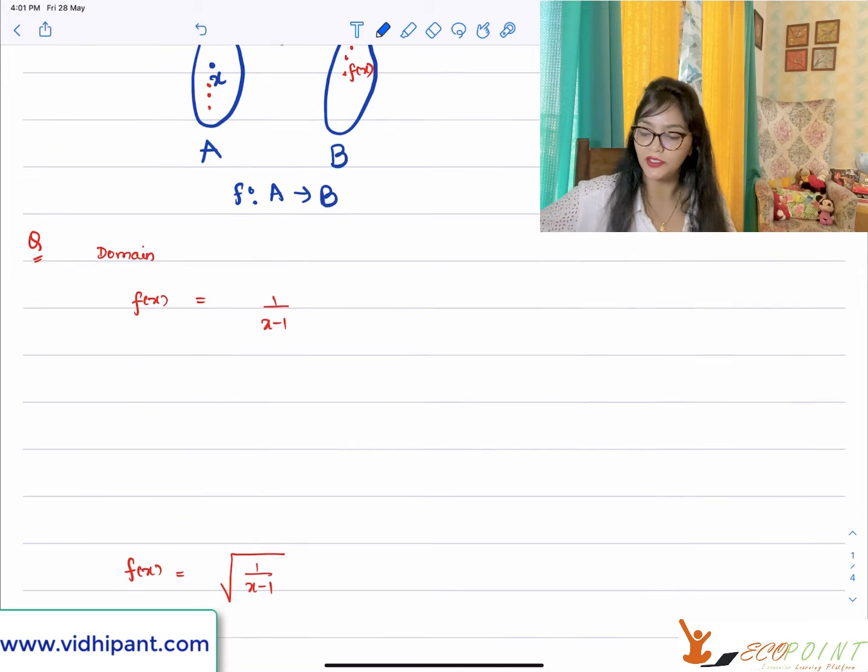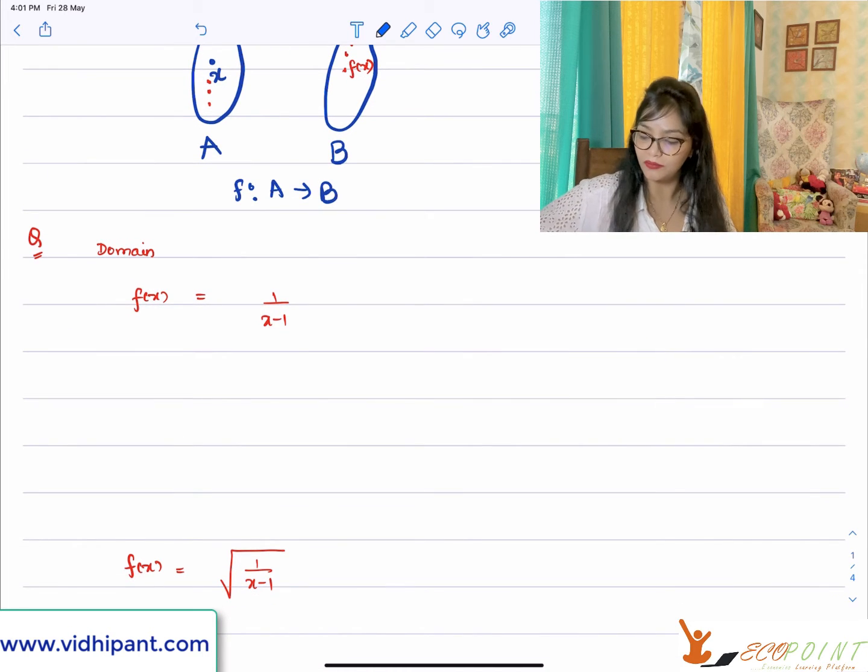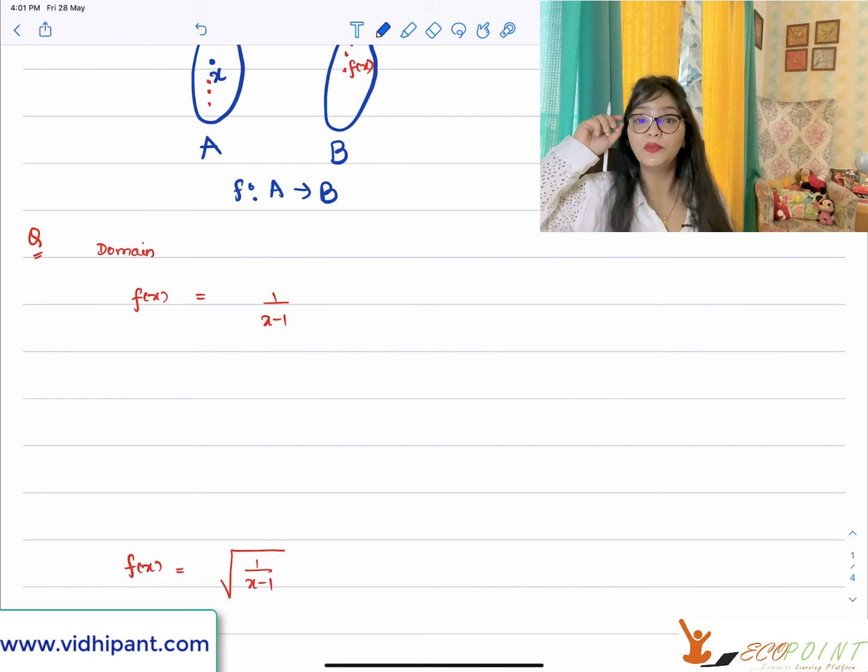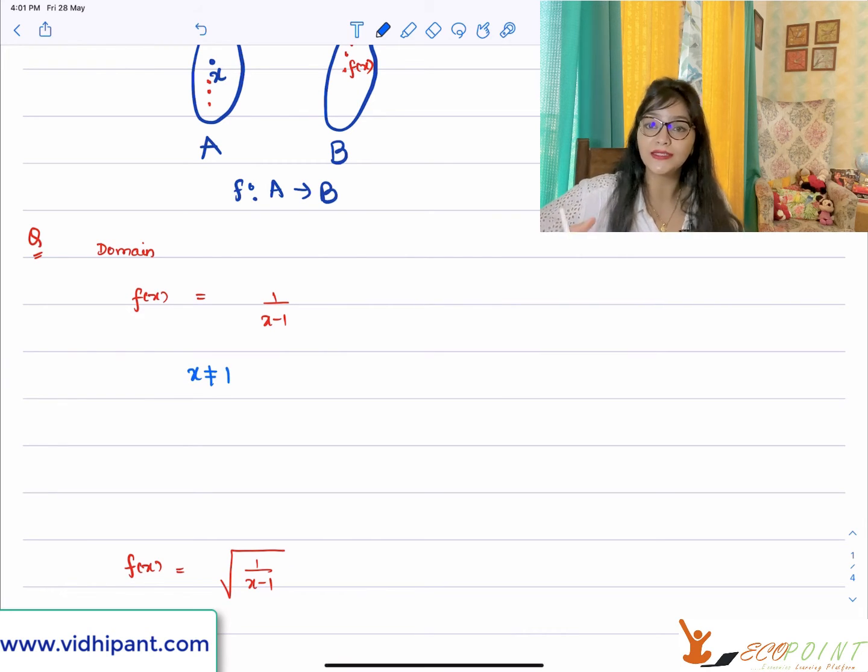Let me tell you what we are actually talking about by looking at certain examples. Suppose f of x is 1 upon x minus 1. What is the domain for this function? Now clearly, can you see something here? Your denominator consists of x minus 1. The moment your denominator is 0, the number is not defined. And we want the function to be defined for all x. So what is that x for which this functional notation is not defined? For x equal to 1. So what will we say? x should not be equal to 1.